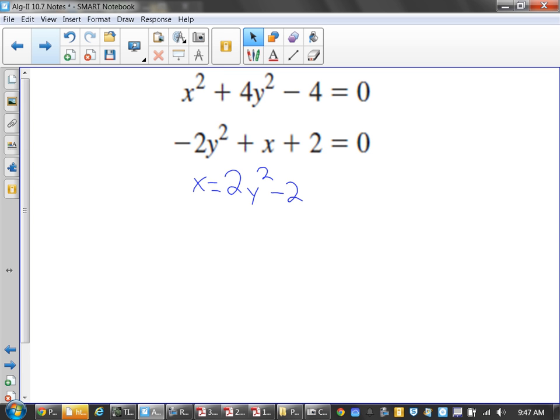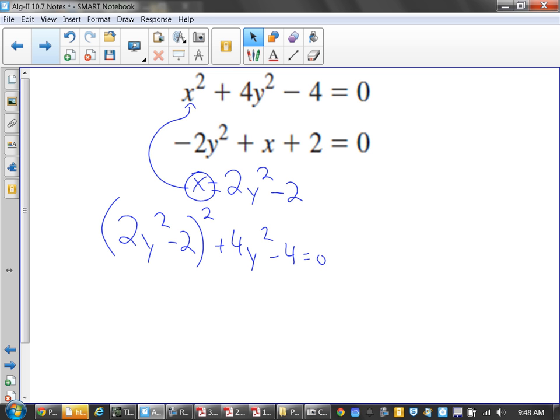What are we going to do? Substitute it. Alright. So now you wind up with (2y squared minus 2) quantity squared plus 4y squared minus 4 equals 0.